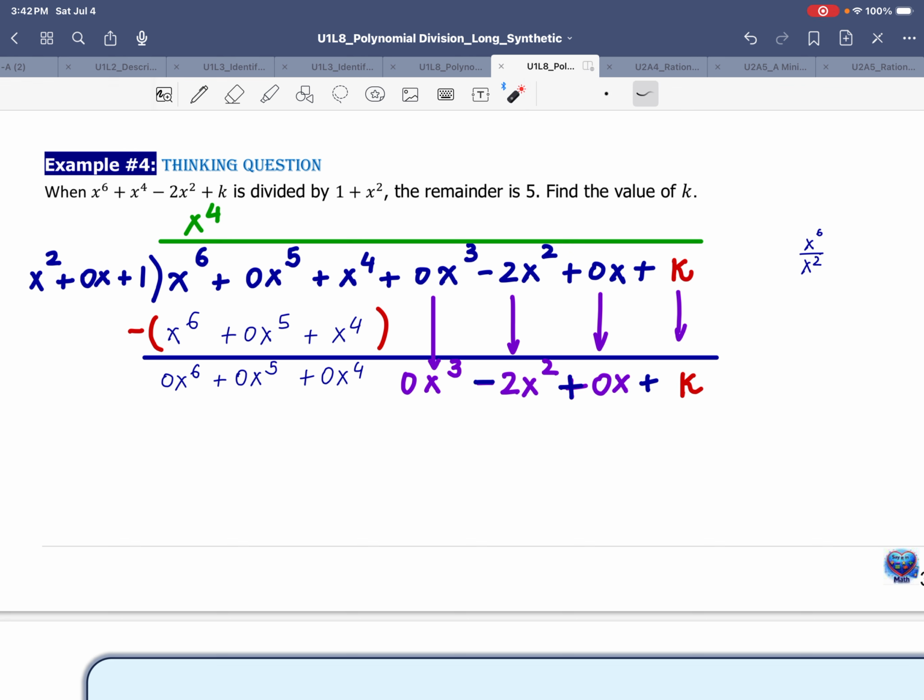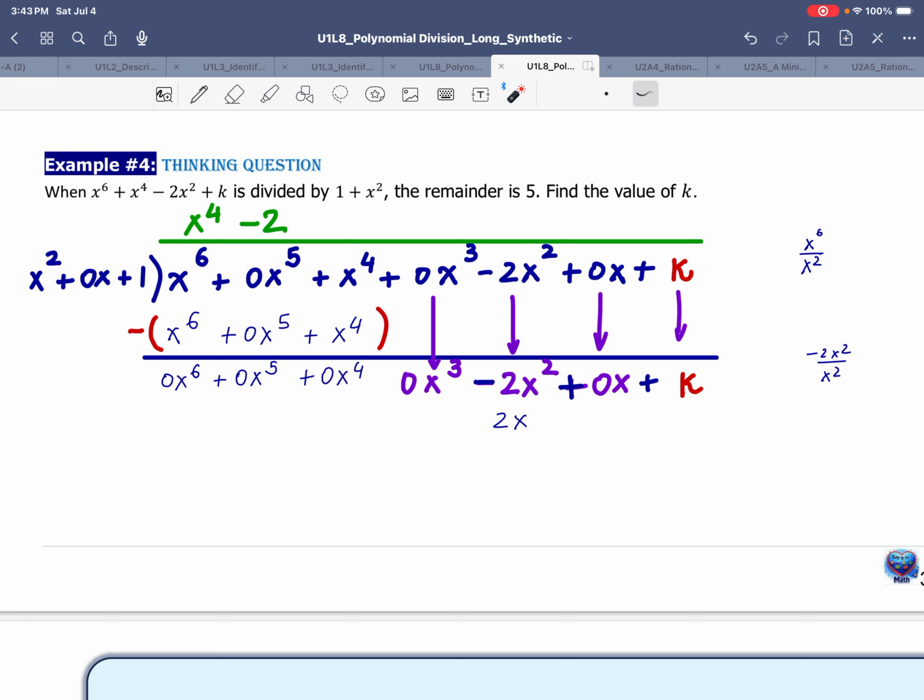Now we have to think, x squared goes into 0x cubed 0 times. So we'll have to take the next terms, just like in numerical division. When the number didn't go into the first digit, then we took the first 2 digits. So we're going to look at the next one. X squared goes into negative 2x squared. Always remember, negative 2x squared divided by x squared, that's negative 2 times. Multiply negative 2 by every term in the divisor and list it underneath. So we have 2 times x squared, 2x squared.